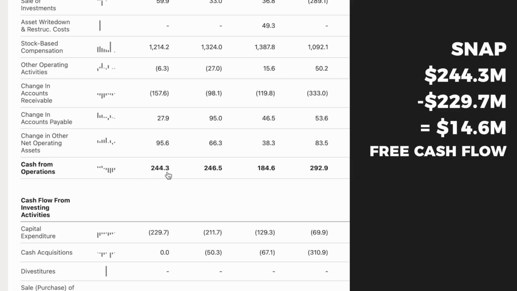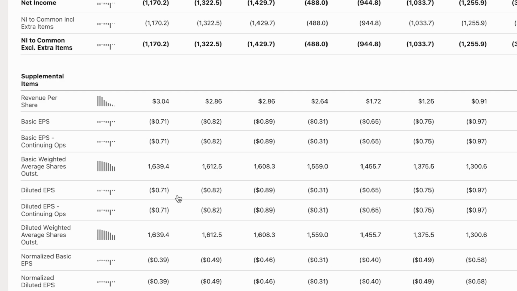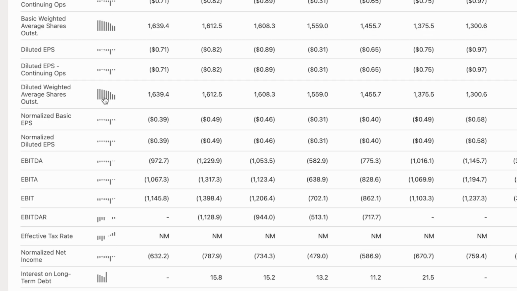Well, first off, if you actually calculated their free cash flow and you subtract the capital expenditures, you would already only have like maybe $15 million. But then if you account for stock-based compensation, all of a sudden your free cash flow adjusted for SBC is now a negative $1.1 billion number, which just from a math perspective means that they're technically not generating any free cash flow. And if we go to their income statement and we take a look at their shares outstanding, we can see why.